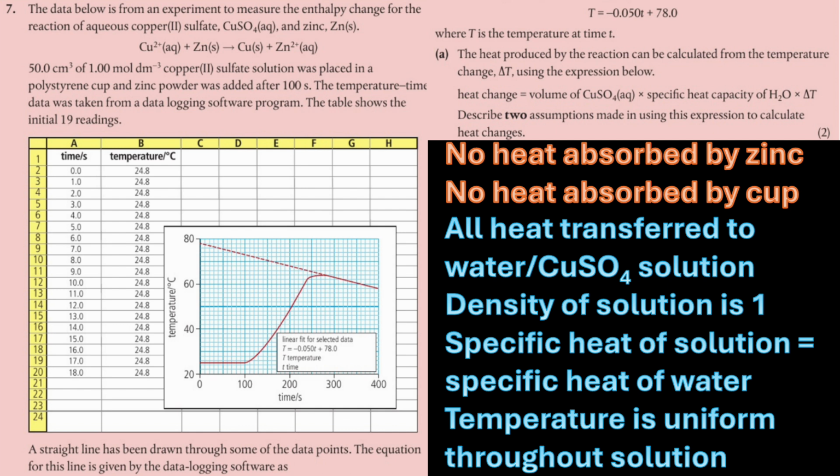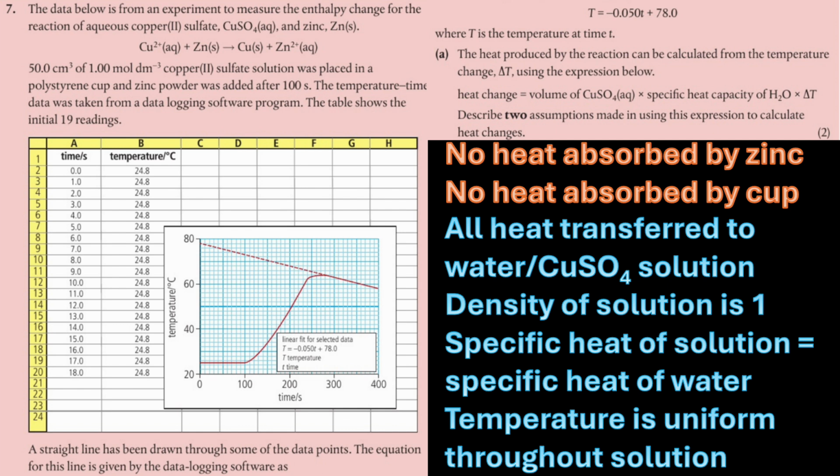A straight line has been drawn through some of the data points. The equation for this line is given by the data logging software as T equals negative 0.05 t plus 78, where T is temperature and time is lowercase t. So A says the heat produced by the reaction can be calculated from the temperature change using the expression below. Heat change equals the volume of copper(II) sulfate times the specific heat capacity of water times delta T.